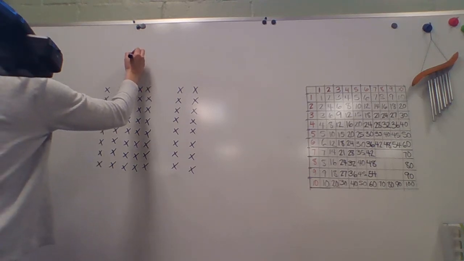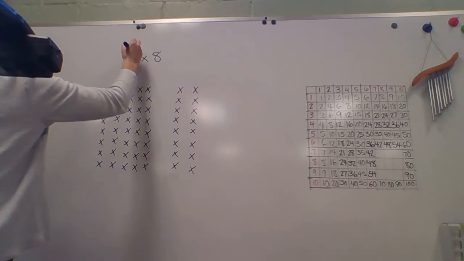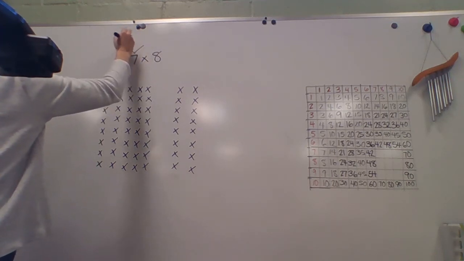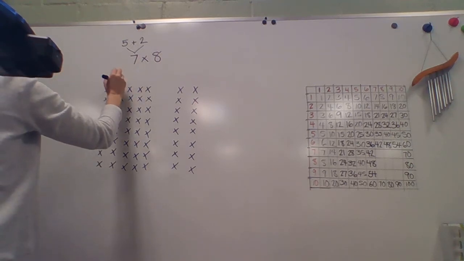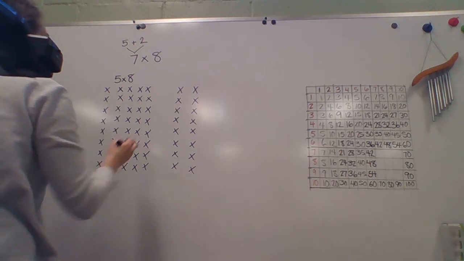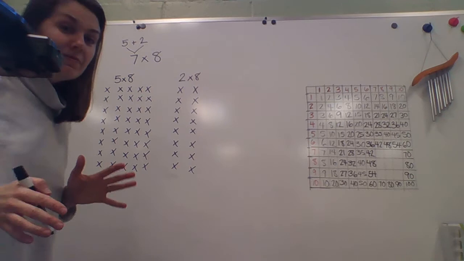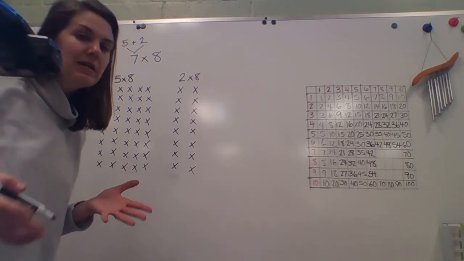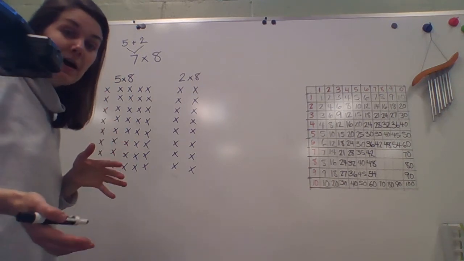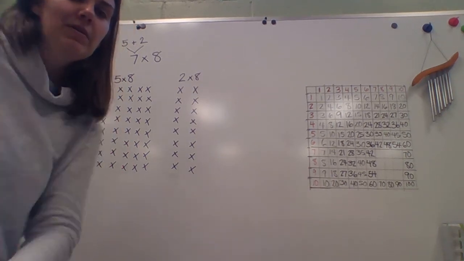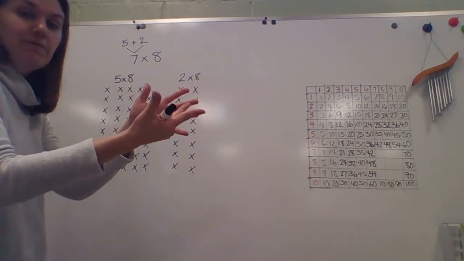So we took 7 times 8. We thought about the 7 as 5 and 2. And so then we made our arrays of 5 by 8, or 5 times 8, and 2 by 8, or 2 times 8. Now remember, 2s and 5s are really nice to work with because we can skip count really easily. So 5 times 8, we could skip count by 5s 8 times. So 5, 10, 15, 20, 25, 30, 35, 40.